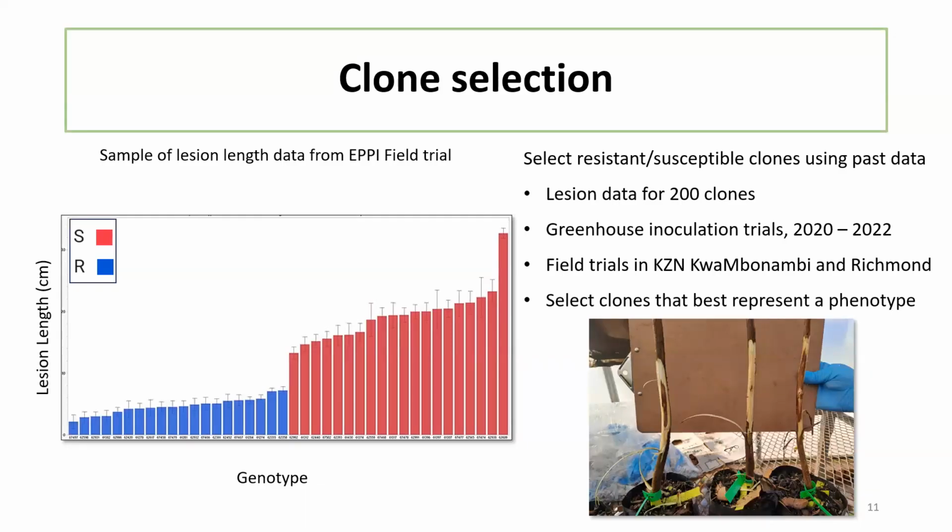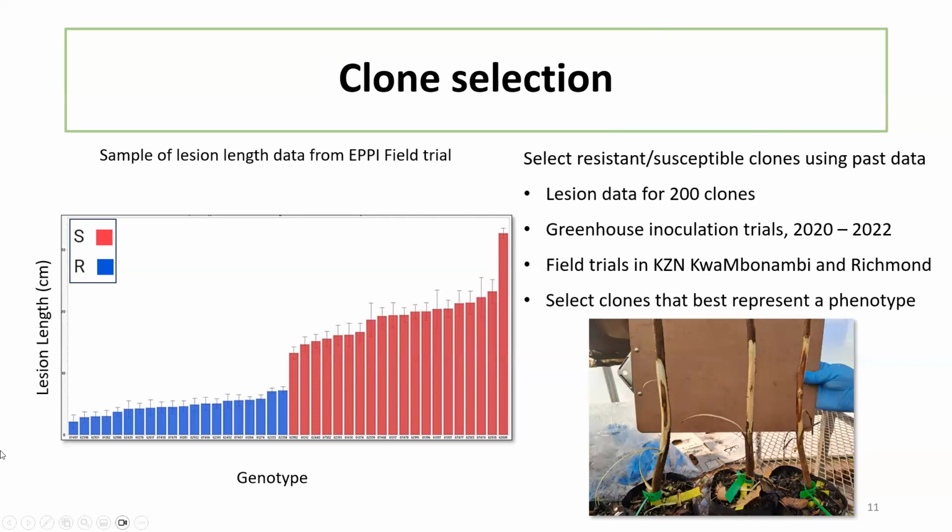But last year was quite nice. We started with our first field trials, and we did one in Kwambanambi, which is a warmer, hotter region, and then Richmond, which is not as warm. The reason for this is we want to see, do these biomarkers hold up in different locations or under different climates? Because it wouldn't be that helpful if the biomarkers can only be applied under certain conditions or in certain regions, considering that these trees are planted all over KZN and there's quite a varying climate.